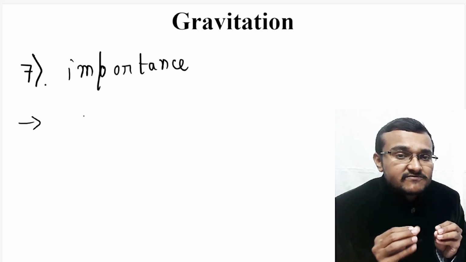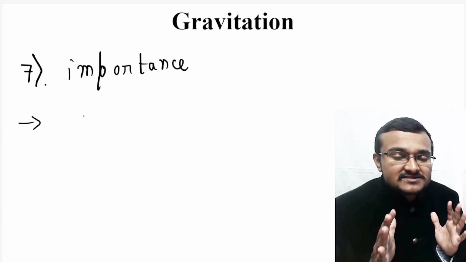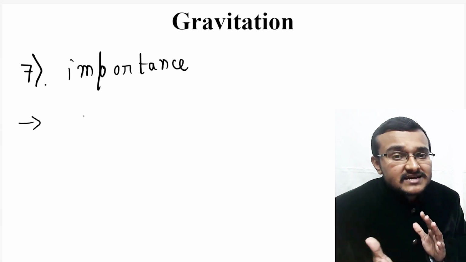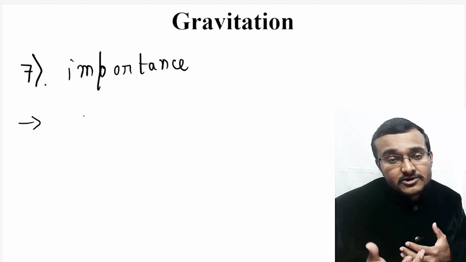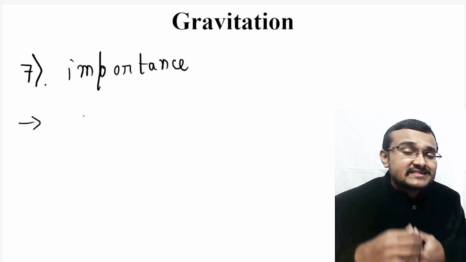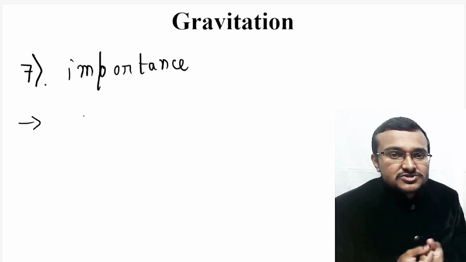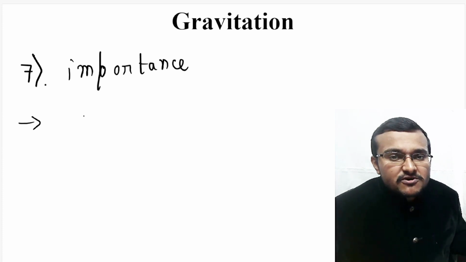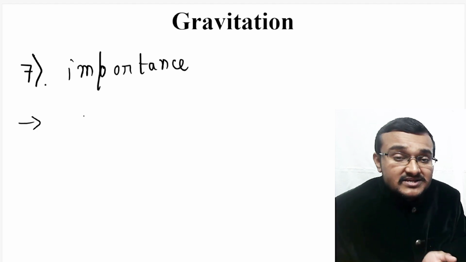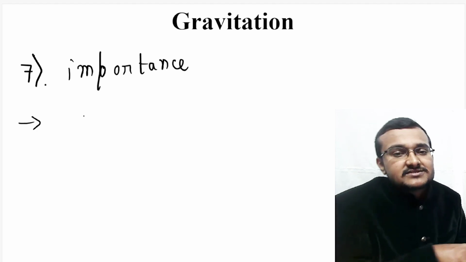Because of this universal law of gravitation, all these planets which are revolving around the sun and all the natural satellites which are revolving around the planets are properly revolving in their own orbits. So these are all the importance of universal law of gravitation. You can explain this in your own words for this particular 7th question.